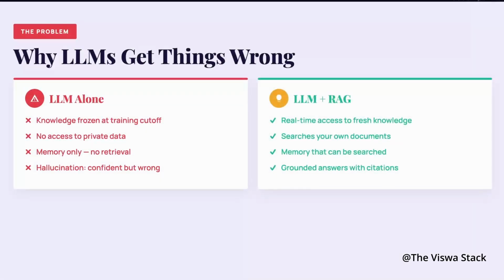An LLM on its own has limits. Its knowledge is frozen at training time. It can't see your private files, and worst of all, it sounds confident even when wrong. That's hallucination. With RAG, you get fresh info, your own documents, and answers with sources you can check.